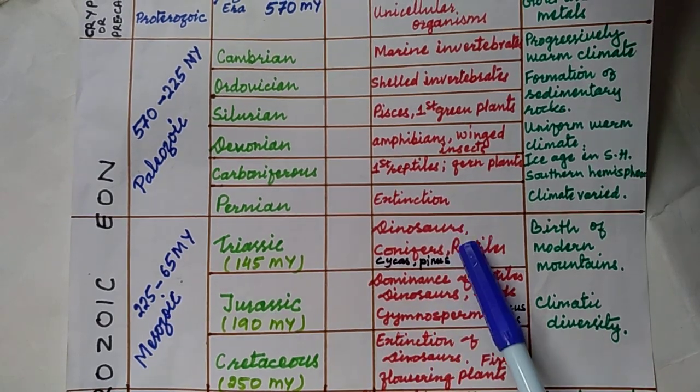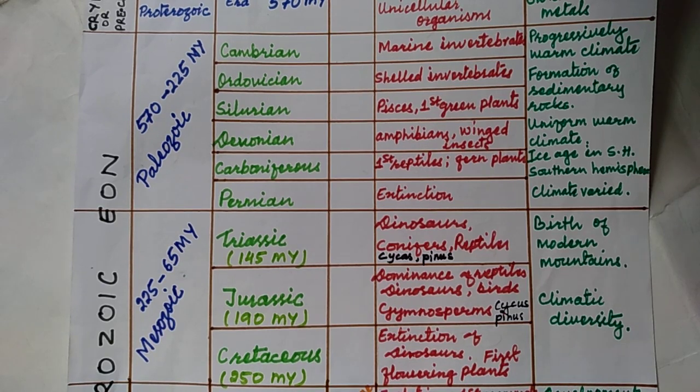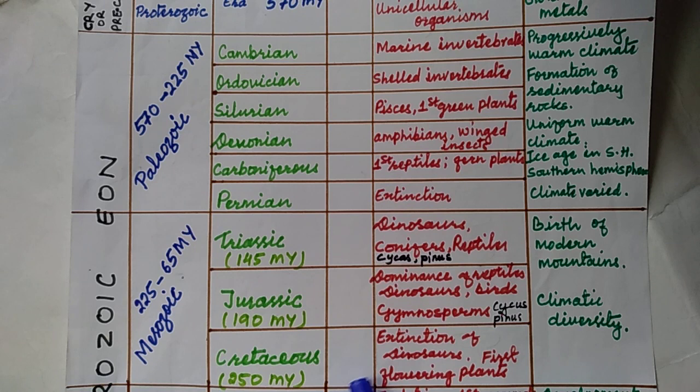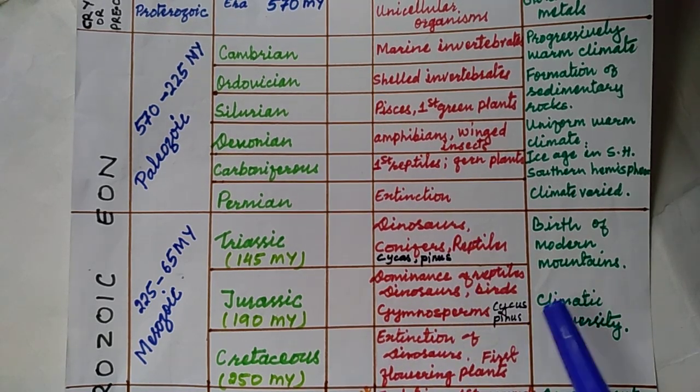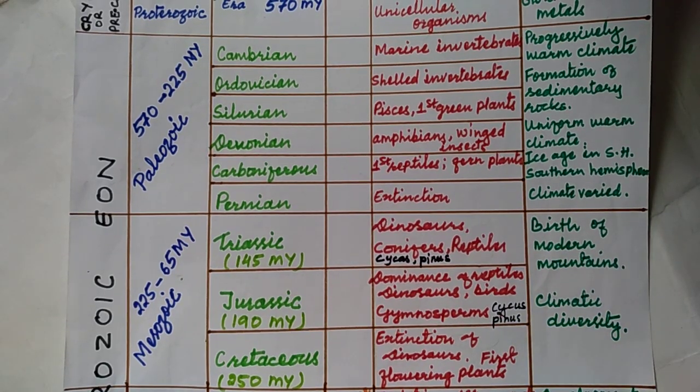Mesozoic era, you can see all dinosaurs and the reptiles were dominating the earth's surface. So Mesozoic era is also called the era of creepers, the age of reptiles. Okay, dinosaurs and different kinds of reptiles were living on the earth at this time.